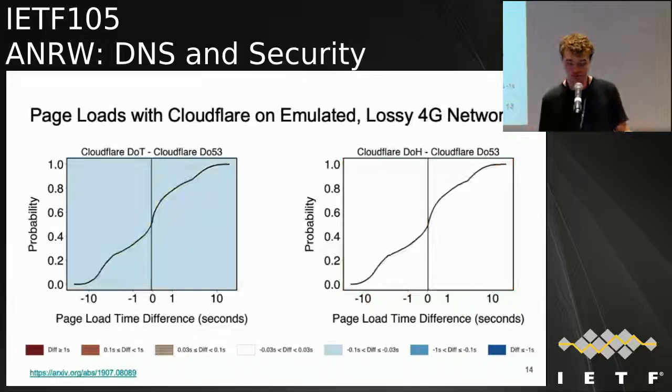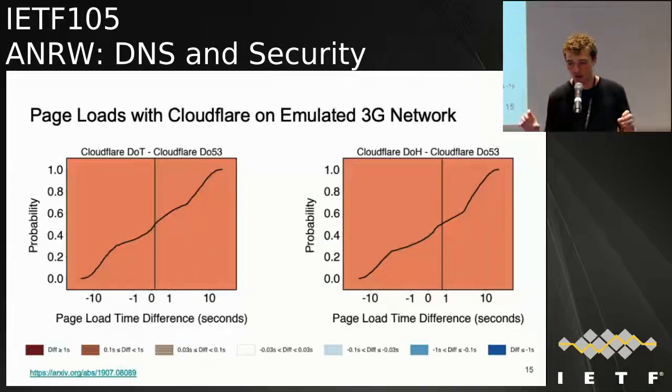And again, the picture changes. So now the blue background indicates that DoT is actually performing better than DO53 when you're on a lossy 4G network, which is a pretty surprising result, right? And now DoH has moved back to being within plus or minus 30 milliseconds from DO53. So all these numbers are starting to change around, but across these three networks so far, the university network, the 4G network, and the lossy 4G network, DoT has remained either indistinguishable or slightly faster than DO53.